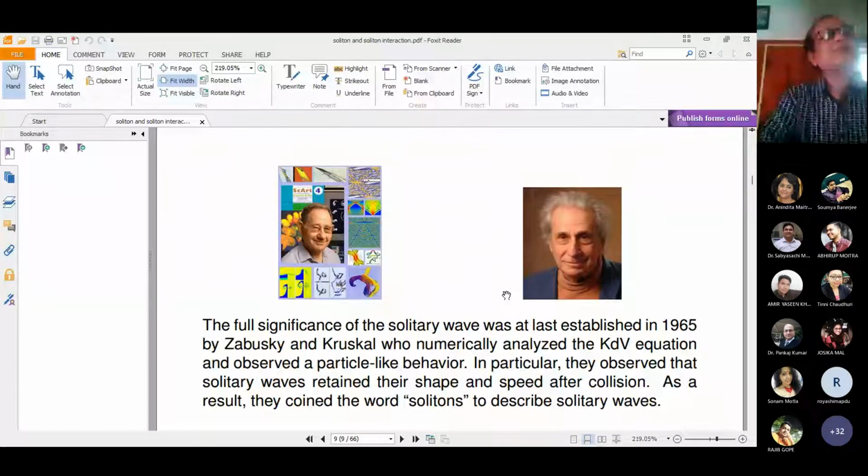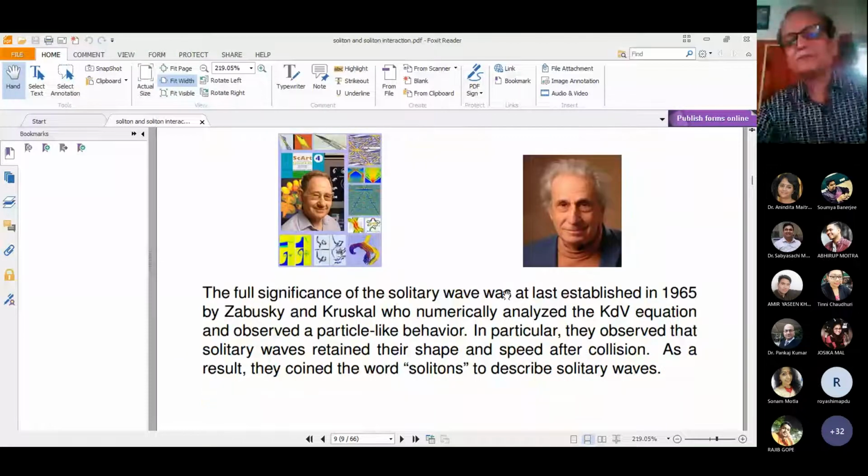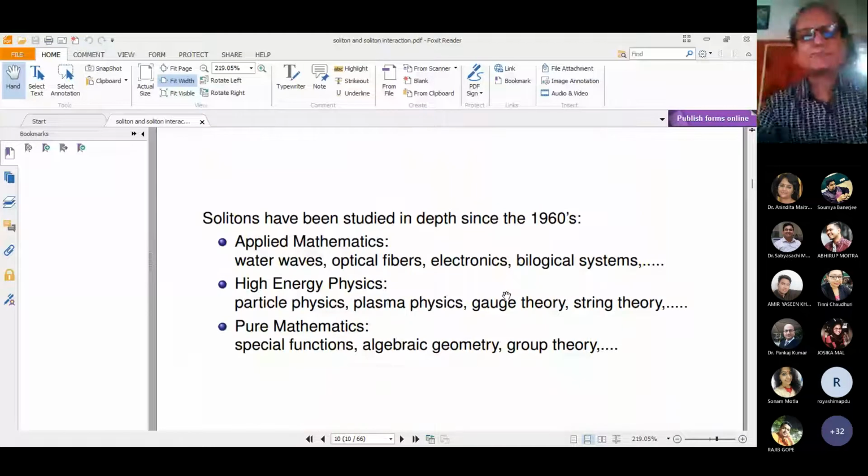Nowadays, other than solitons, several other waves are observed mathematically and physically. So very soon in the 1960s, people started observing solitons in different areas. Like in applied mathematics, people started observing solitons in water waves, in optical fibers, in electronics, in several biological systems. In high energy physics, people started observing solitons in particle physics, plasma physics, gauge theory, string theory even. In pure mathematics also, special functions, algebraic geometry and group theory, the applications of solitons became very important. And because of this, nowadays the study of nonlinear sciences is increasing day by day.